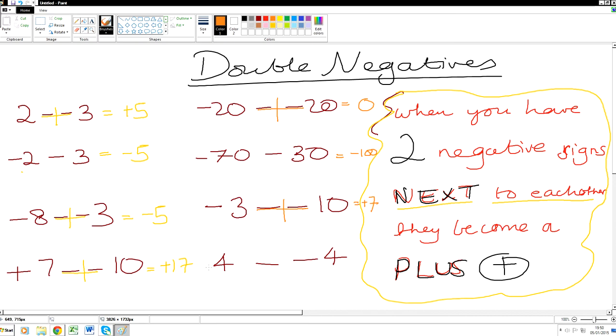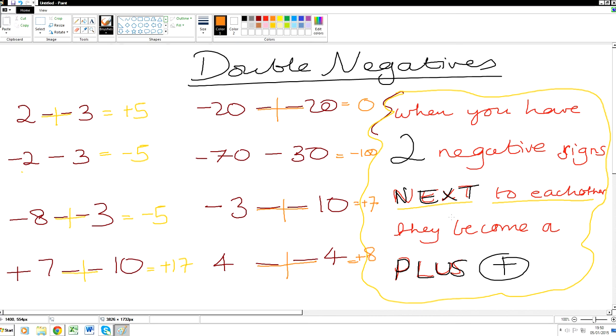Well done. Next question, Mr. Ali. 4 minus minus 4. Are these two minuses next to each other? Yes. Then they become a plus. So 4 add 4 is? 8. And that's the end of this session.